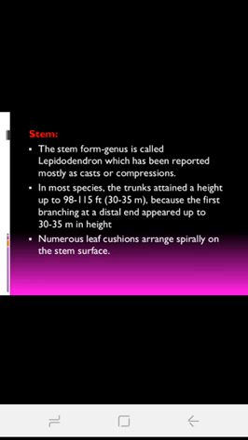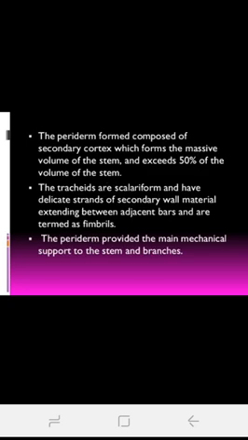Then the trunk attained a height of 115 feet, means approximately 35 meter in height, and numerous leaf cushions on the stem surface. You can see leaf scars or leaf cushions observed on the stem surface. And after secondary growth, you can see the periderm. They are composed of secondary cortex in the massive volume of the stem. And tracheids also have scalariform thickenings. Then periderm provided mechanical support to stem and branch, means secondary growth is prominent.